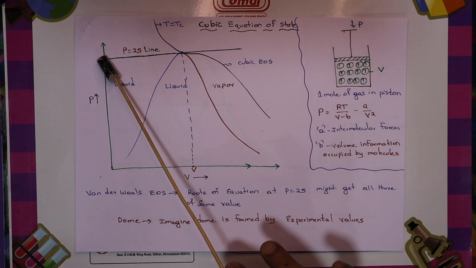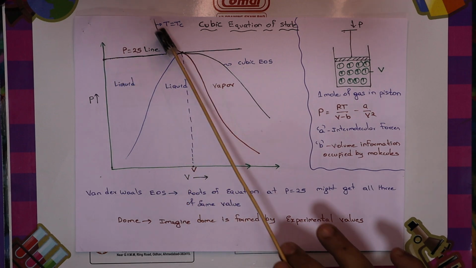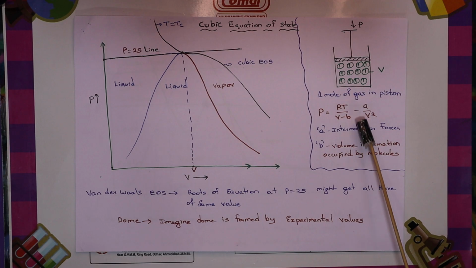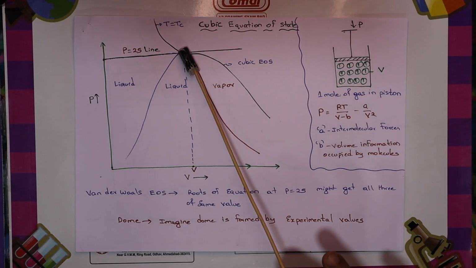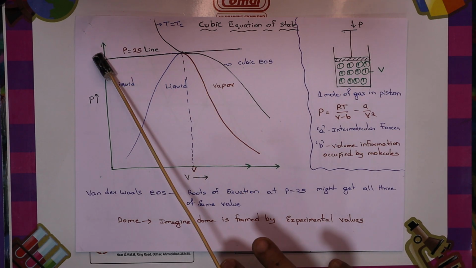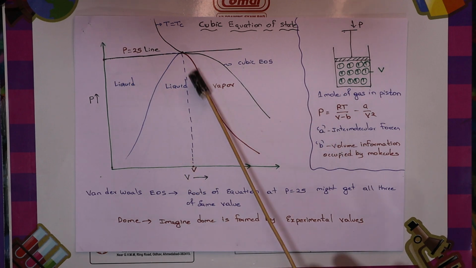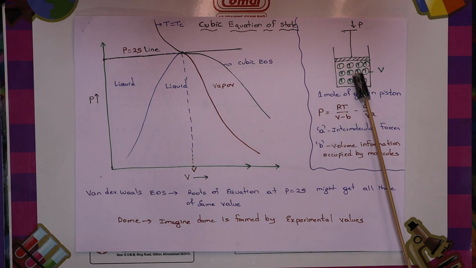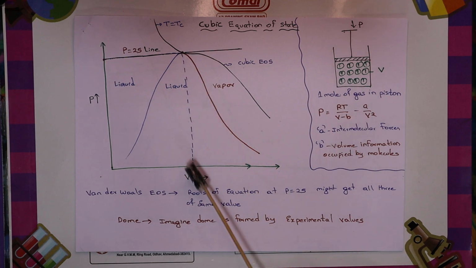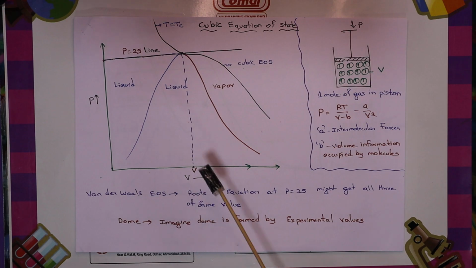It is very simple. Draw a horizontal line, and wherever this line and this equation meet, that is the common point, the root of the equation. Whatever volume you get through this equation is nothing but the critical volume. This is how you are going to judge.